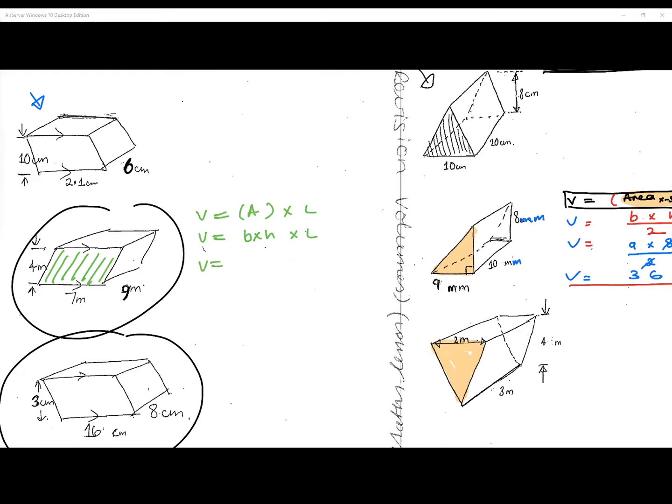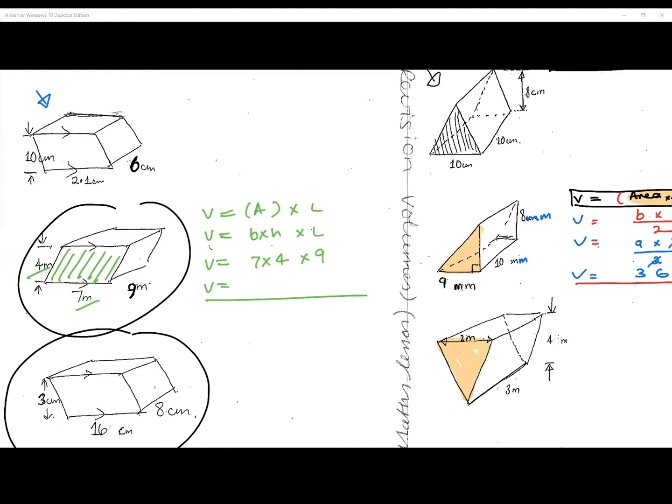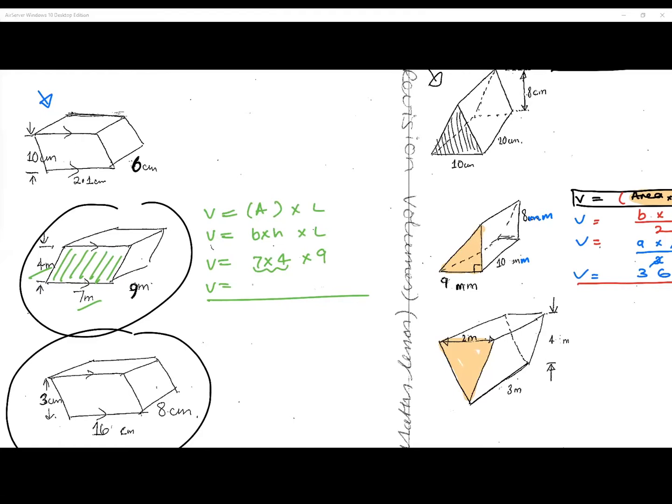So the volume equals the base times the height, which is 7 times 4. The base is here, the height is here, times the length. Yes, it doesn't matter the order, but we try to maintain order. So 7 times 4 is 28. 28 times 9 is, okay, if you've done that, what's your answer? You sent me the answer. We got 28, we multiply it by 9, which should give the answer everybody else has given me, which is 252 meters cubed.